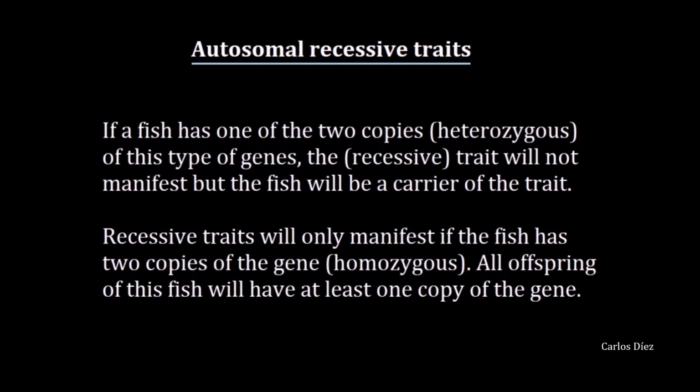Autosomal recessive traits. If a fish has one of the two copies of this type of genes, the trait will not manifest, but the fish will be a carrier of the trait. Recessive traits will only manifest if the fish has two copies of the gene. All offspring of this fish will have at least one copy of the gene.